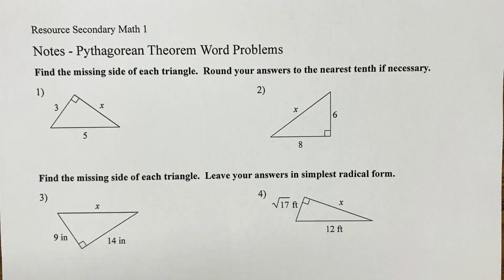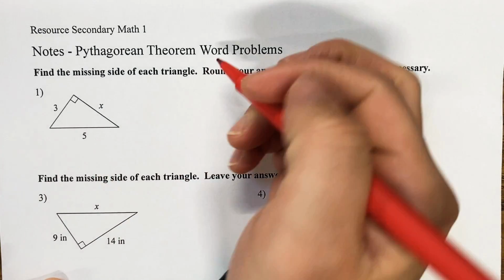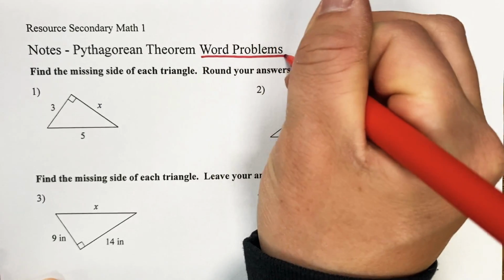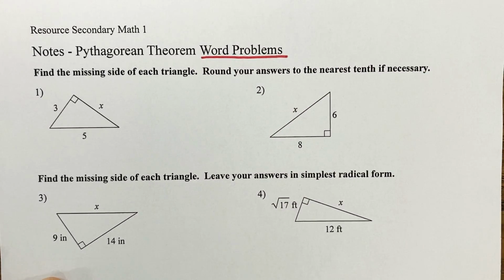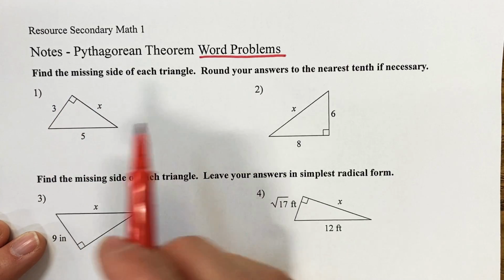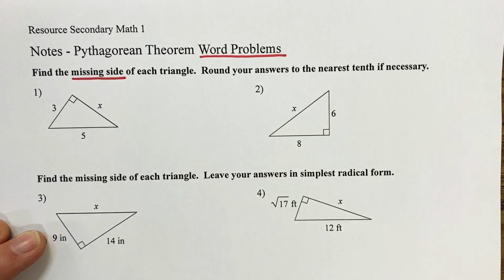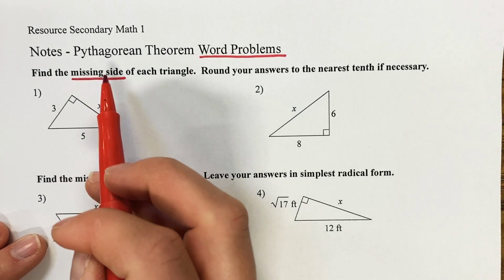All right, my secondary math 1 class, we are going to be continuing to talk about the Pythagorean theorem. I know you guys are all loving this by now, but we are going to use it in word problems today, okay? So let's go ahead and find the missing sides of our triangles using the Pythagorean theorem. So remember, the Pythagorean theorem we use when trying to find missing sides, okay?